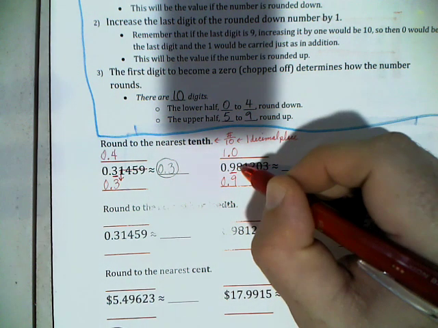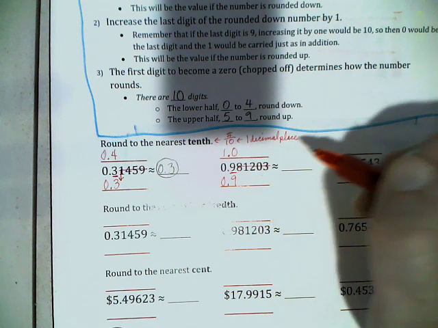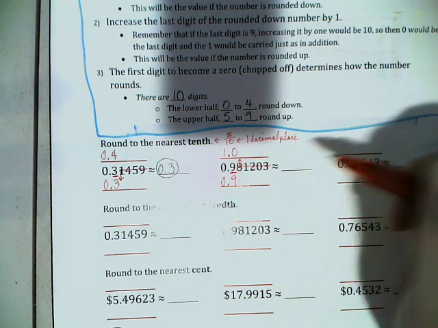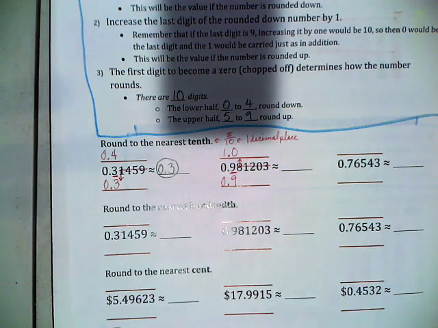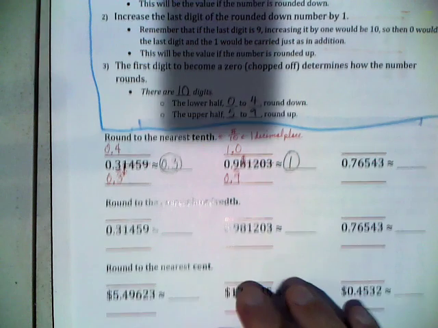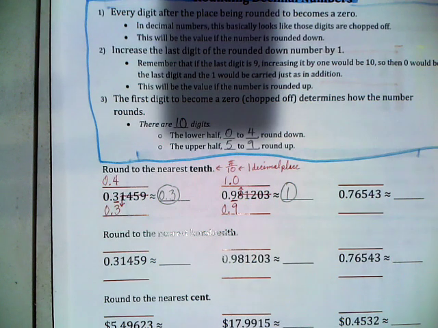So it's the first number to get chopped off. It's the 8 that tells me to go up or down. And an 8 tells me to go up. So this would round off to approximately 1. And I would simplify that for my answer to just 1. All right, go ahead and pause the video at this time and try the next one for yourself, and then you can hit play again and we'll see how you did.